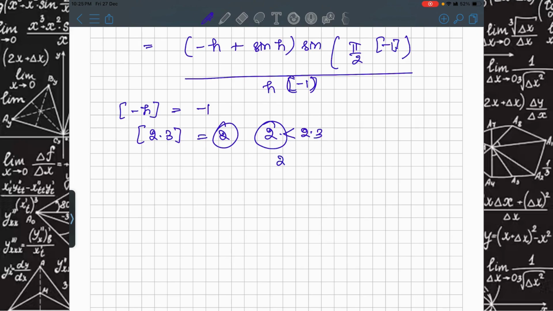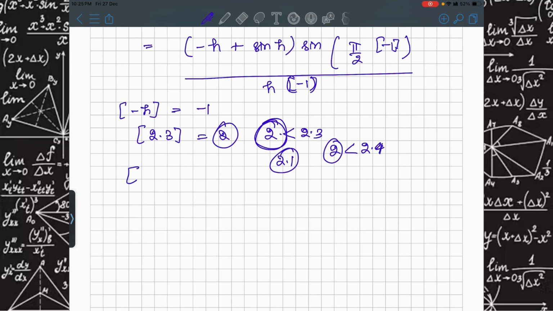You cannot take 2.1 or something because it's not an integer, it is a decimal. So we should take 2, right? If it is 2.4 also, you have to take 2. If it is 2.9 also, you have to take 2 only, because it is the greatest integer less than 2.9.